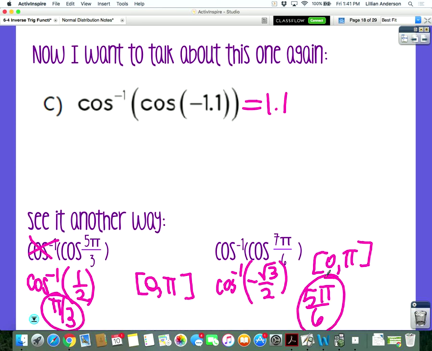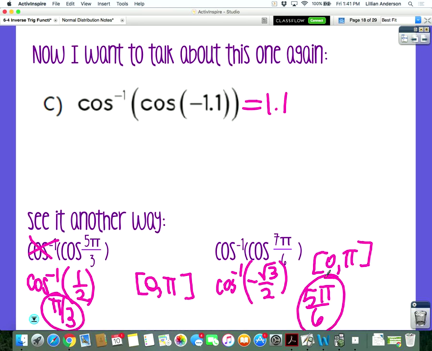Now the only reason why I'm doing it this way is because originally, do these lie in this interval? Does 5 pi over 3 lie in this interval, and does 7 pi over 6 lie in this interval? No, but that doesn't mean that it's not possible. It just means that you're going to have to work your way from the inside to the outside. Basically I'm simplifying inside and then evaluating from the outside.